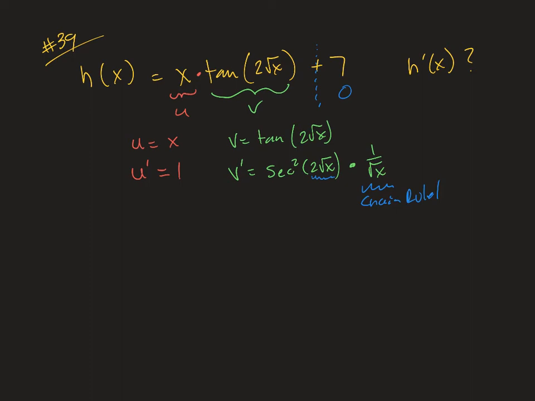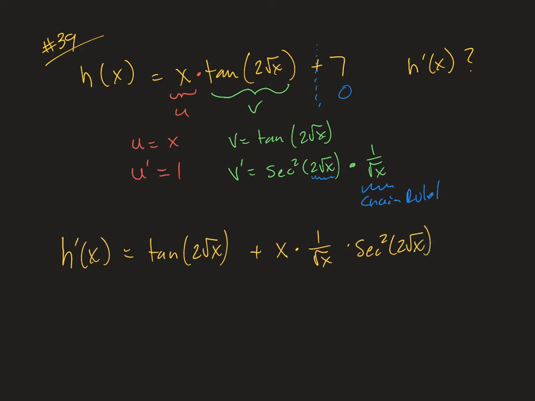Once you have those pieces set up, you can perform the product rule and you'll be done with this problem. So h prime of x is going to be v u prime. So tangent of 2 square root of x times 1, but I don't write the times 1, plus u v prime. So that's going to be x times 1 over the square root of x times secant squared of 2 square root of x.